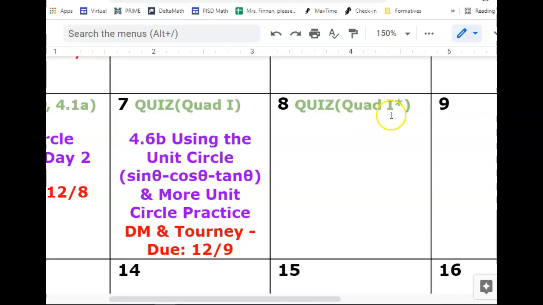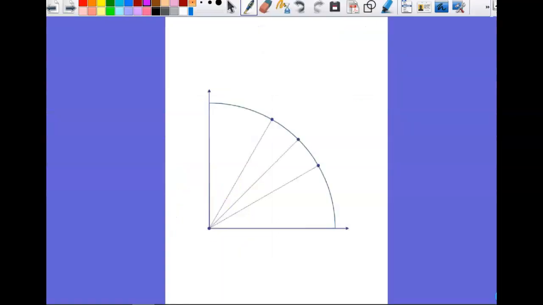Tomorrow's quiz is on the quadrant 1 radians, ordered pairs, plus tangent values. And we'll talk about, so you have a Delta Math assignment today and a tournament, and we'll talk about that at the end, okay? A tournament is very exciting.